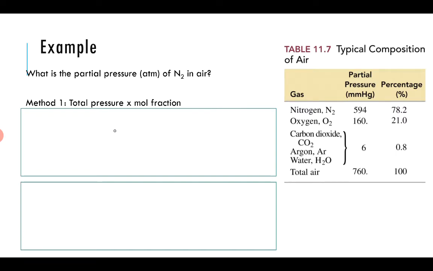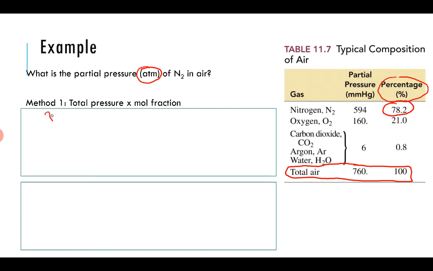All right, so here's an example problem, and it says, what is the partial pressure in atmospheres of N2 gas in air? So if we look at this table over here, we have our total pressure here, and we are given a percentage. As I said before, this percent here is pretty similar to our mole fraction, only that's a percentage and the mole fraction is not a percentage.